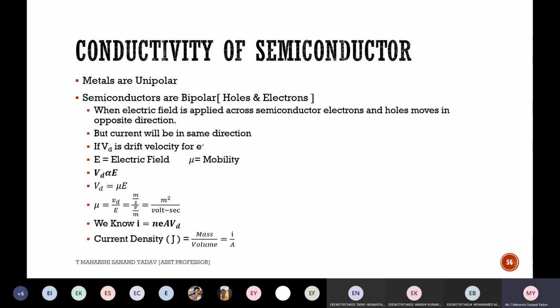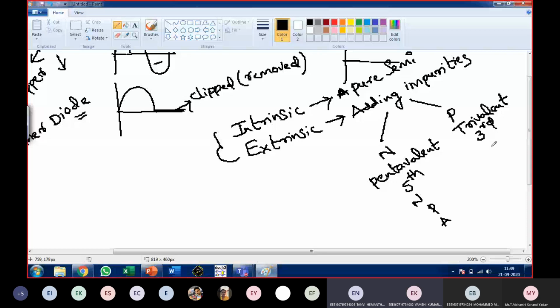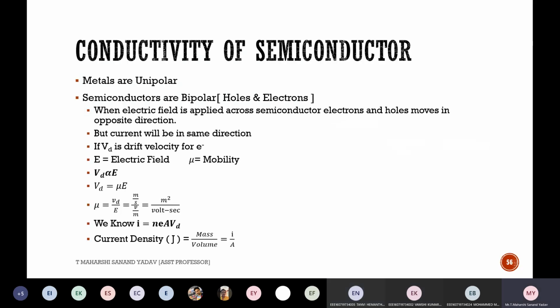Pentavalent elements: nitrogen, phosphorus, arsenic, antimony, bismuth. Third group: boron, aluminium, gallium, indium.